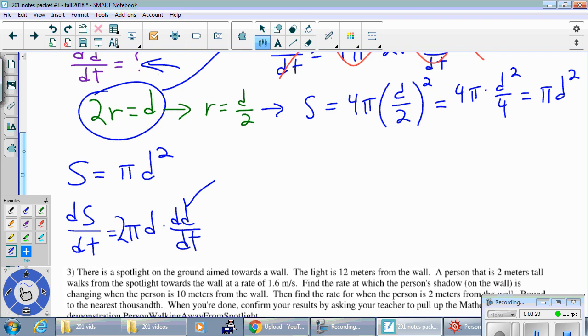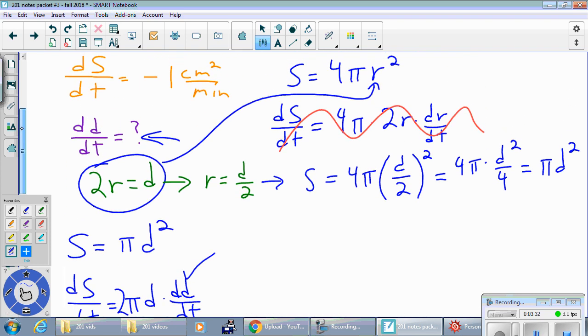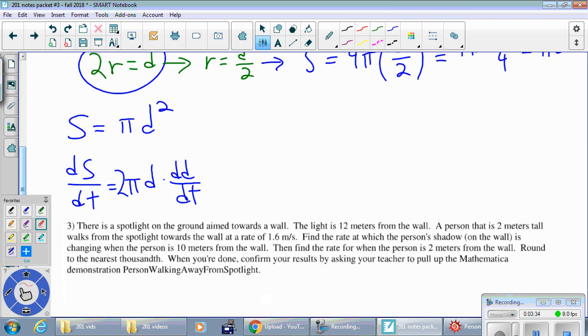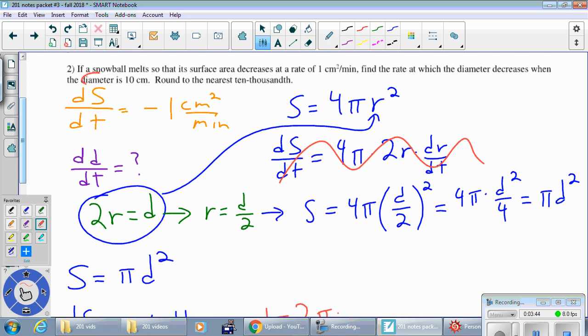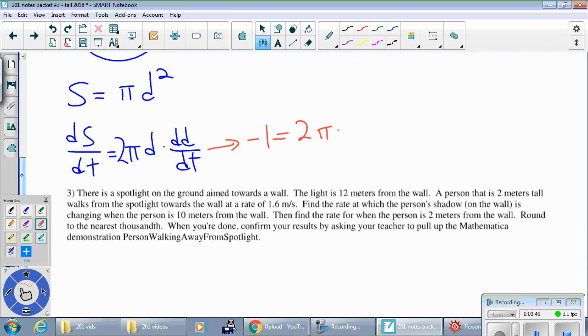So now we're just going to plug in. We know ds/dt is given up here as -1, which equals 2 pi times d. Now d at this one moment in the problem is fixed at 10 centimeters. And so this is the moment to plug in that d equals 10, only after we've taken a derivative. You would not get anywhere if you plugged in d equals 10 here before taking your derivative. And then times dd/dt. And so just divide both sides by 20 pi.